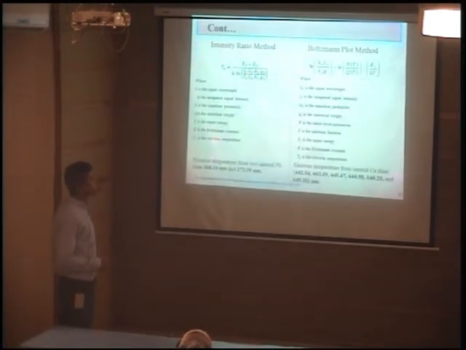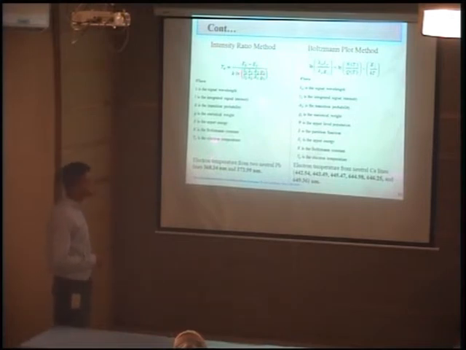So this is the formula of the intensity ratio method, while this formula belongs to the Boltzmann plot method. Here T_e represents electron temperature, E2 and E1 are excited energies, and k is the Boltzmann constant, I is the integrated intensity and lambda is the wavelength, while A is the transition probability and g is the statistical weight.